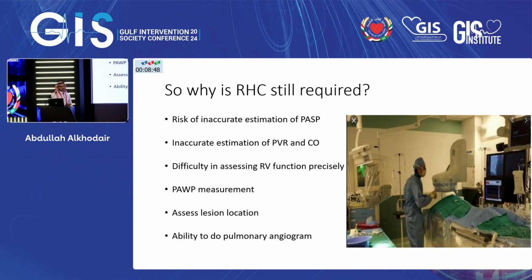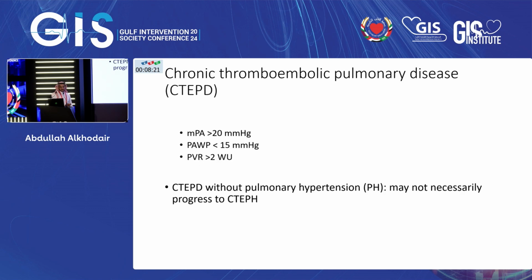So why do we still need the right heart cath? Because echo is not accurate in estimating the PA pressure. It does not give you any information about accurate PVR and cardiac output. The RV function is not very easy to assess. You really need a good assessment of the wedge pressure, and if this is supplemented with a pulmonary angiogram, you can also have information about the lesion location and operability in the future.